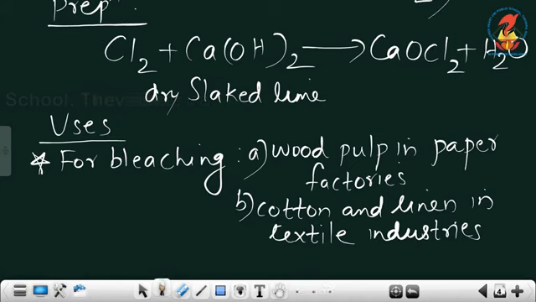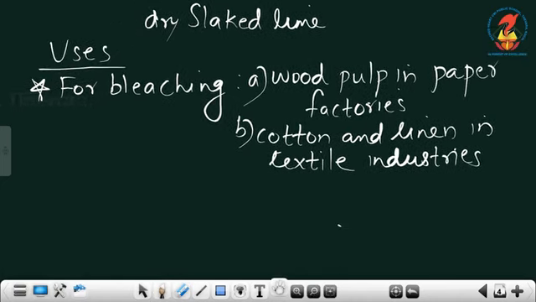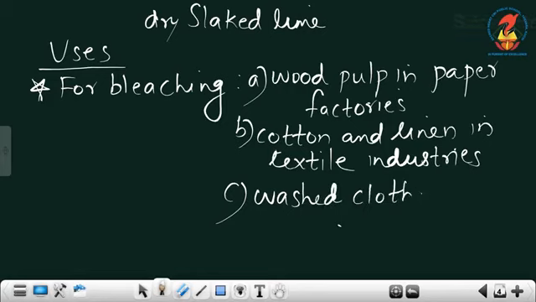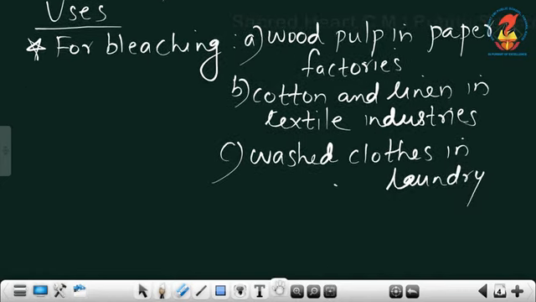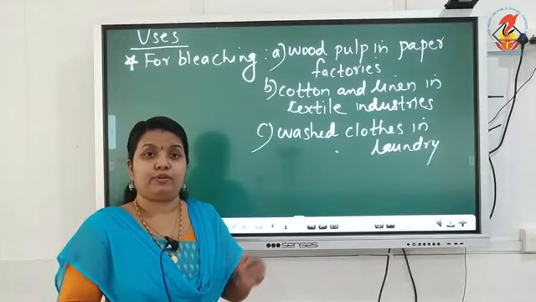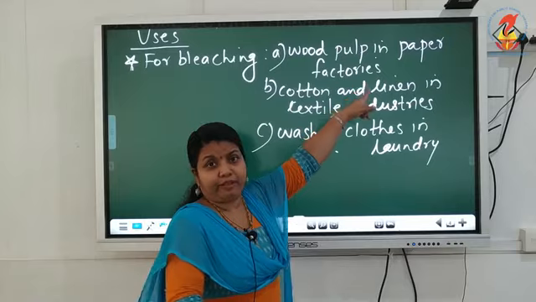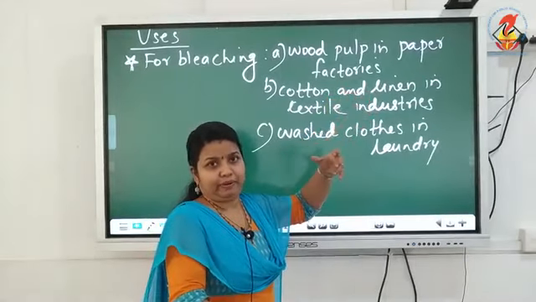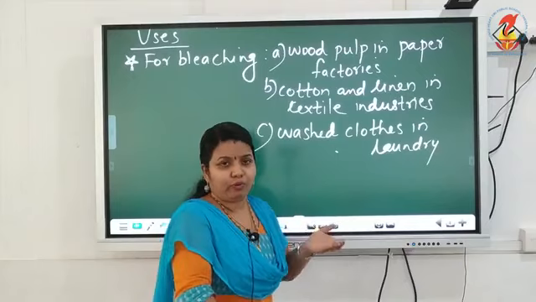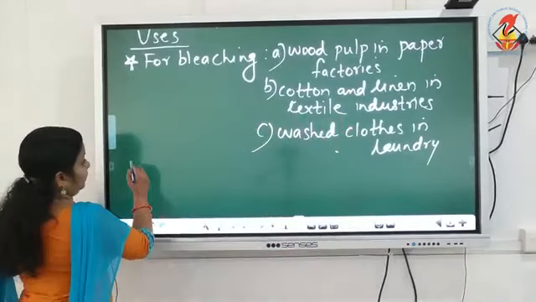Then the next one is for bleaching washed clothes in the laundry. So this is the first use of bleaching powder. It is used for bleaching cotton and linen in the textile industry, washed clothes in the laundry, and also wood pulp in paper factories. Wood pulp is used for making paper. It will be brown in color. To make it white, it is bleached using bleaching powder.